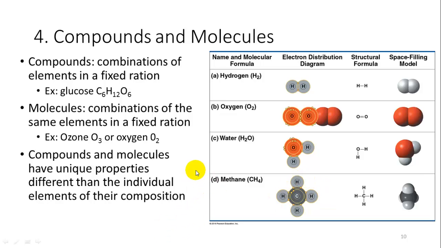Compounds and molecules have unique properties which are different than the individual properties of the atoms that they are made of. So CH4 acts differently than if you had them all separate. If you had 4 hydrogens and 1 carbon separated, they would have specific properties and be predictable in their behavior. But CH4 has a different set of behaviors.